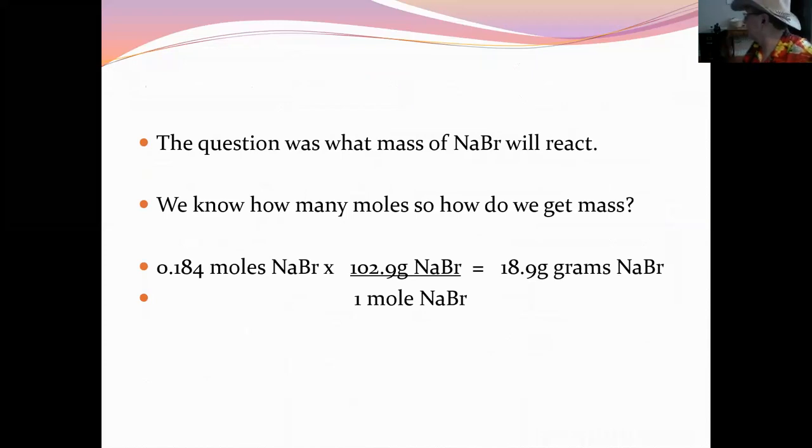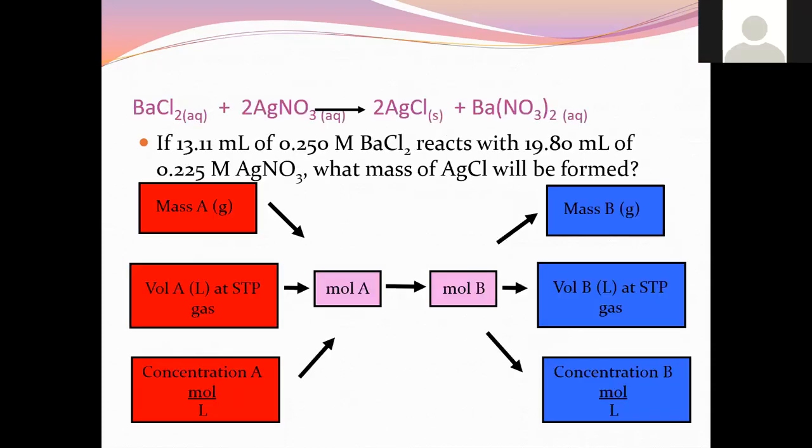Questions, guys? Does anybody have any questions? Seem fairly straightforward, guys? Yeah. Fairly straightforward? Okay. We'll complicate it just a little bit. I have 13.11 milliliters of a 0.250 molar barium chloride. That's going to react with 19.80 milliliters of a 0.225 molar silver nitrate. What mass of silver chloride will be formed?